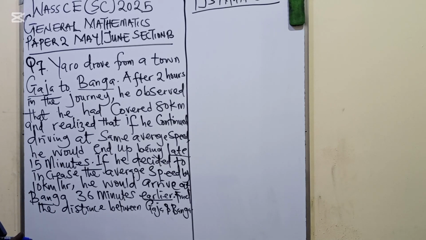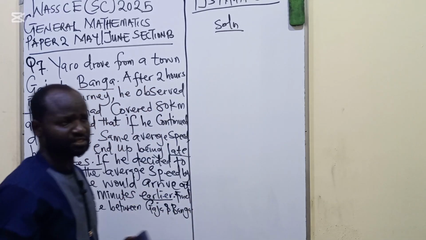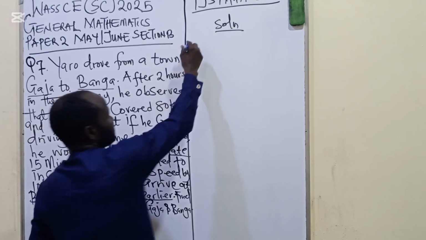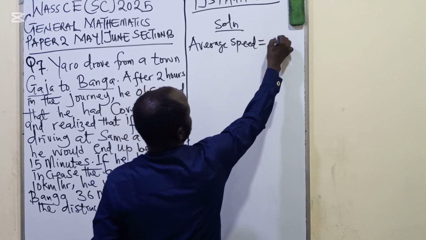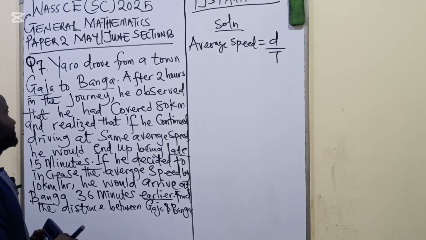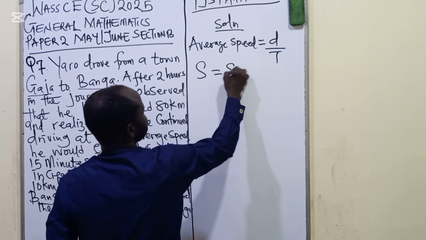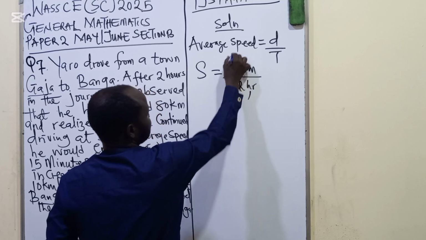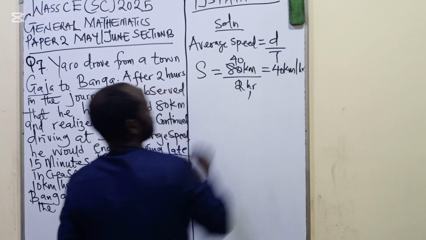So first thing to do, we have to recall, let's write down the solution, that speed or average speed is nothing but total distance covered divided by the total time taken. Or we can say average speed is nothing but distance divided by time, that's the total distance covered divided by the time taken. So the first instance, we are trying to find the average speed, which is S. The distance is 80 kilometers divided by 2 hours. 2 here 1, 2 here 40. That will be 40 kilometers per hour. This will be the speed.